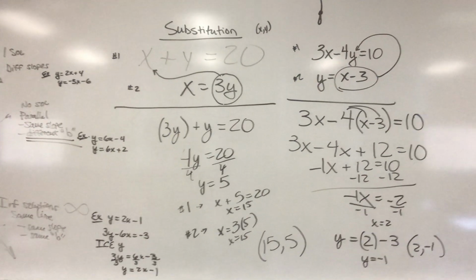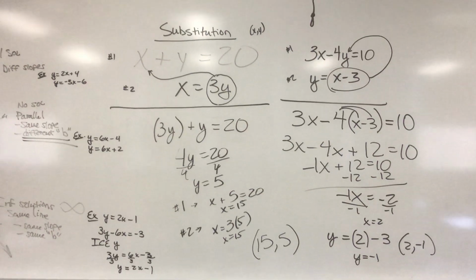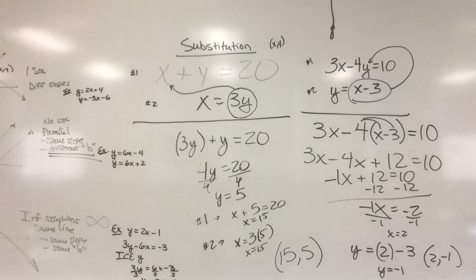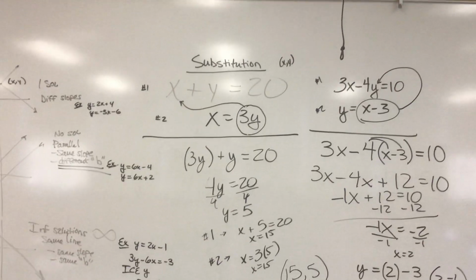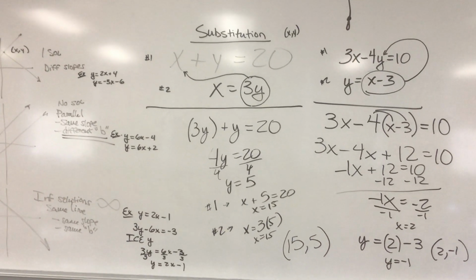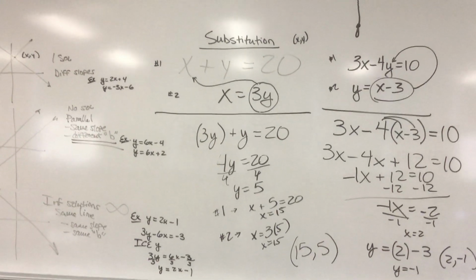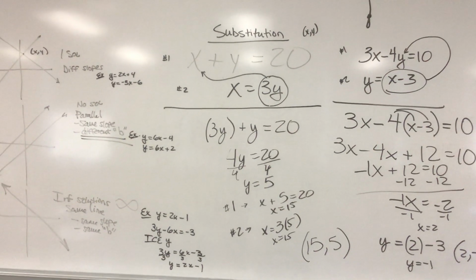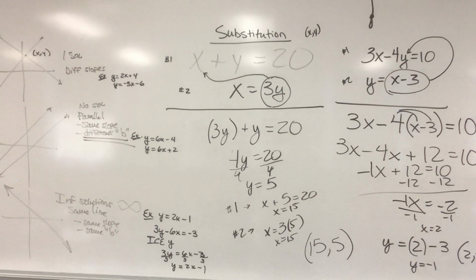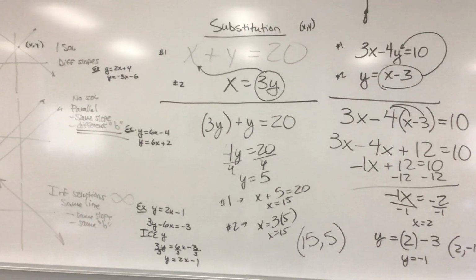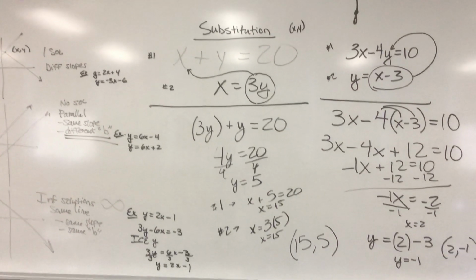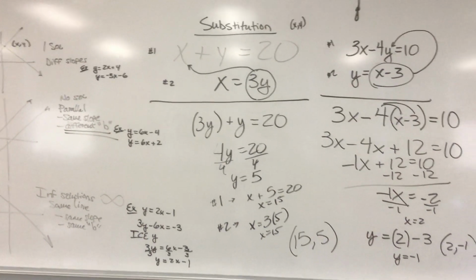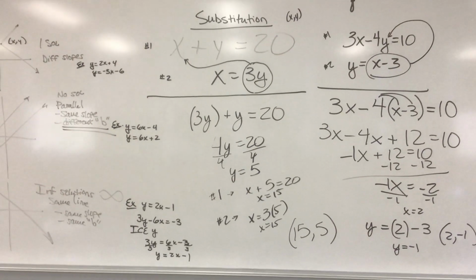Now I'm not done because my answer has to be an ordered pair. But now that I know that y equals 5, I can substitute that in to either one of the original equations, number 1 or number 2, and I can find out what my x is. So I've done both here just to show you. So x plus 5 for the y equals 20, subtract 5, and x equals 15. Or if I plugged it in number 2, I'd have x equals 3 times 5 for the y, x equals 15 again. Either way, it doesn't matter which one I plug it in for, okay?